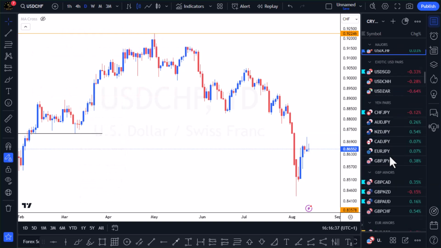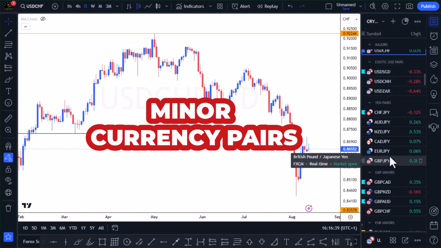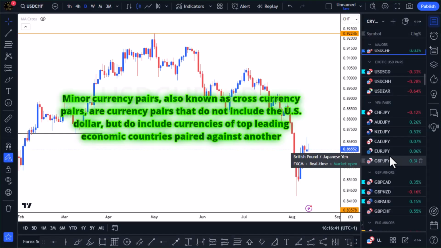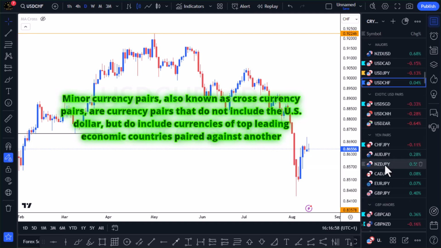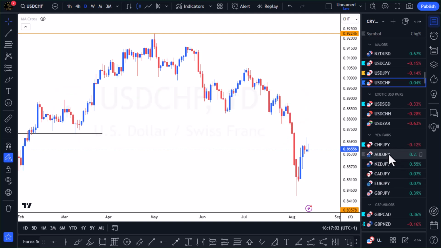Now let's proceed to the minor currency pairs. This time around, on the minor currency pairs, we are going to pair 2 top leading economic currencies against one another, excluding the USD. Which means the USD is not going to be part of these currency pairs in the minor currency section. So right here we have different top leading economic currencies paired against one another. The only missing currency here is the USD, right?